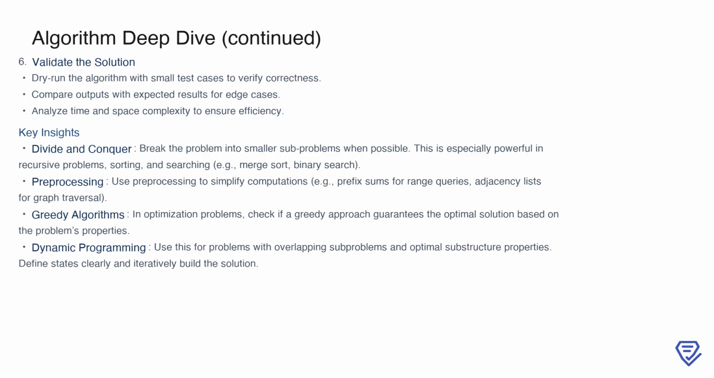Some key strategies include divide and conquer, where problems are broken into smaller subproblems, pre-processing methods like using prefix sums for range queries, and even greedy algorithms when they can guarantee optimal solutions. For problems with overlapping subproblems, dynamic programming is particularly effective, as it allows you to iteratively build the solution by clearly defining states and subproblems.